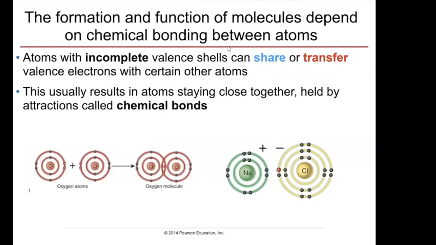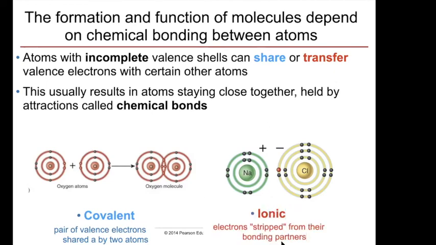As far as that kind of bonding goes, you have those 2 types of basic bonding. These atoms with incomplete valence shells can either share electrons, or they can be stripped or transferred completely. So the sharing part is your covalent bonds, a pair of electrons shared equally by 2 atoms, or the ionic bonds, where the electron is completely transferred.